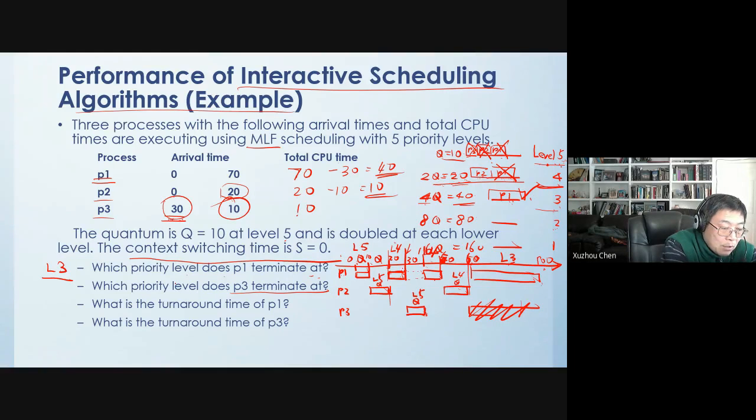P3 terminates at... actually P3 is a very short process, so it's completed in level 5, right? It never moved down to level 4, so it terminates at level 5. And what is the turnaround time for P1? P1 started first, and P1 ended at the very last minute. So the turnaround time for P1 is 100, right?